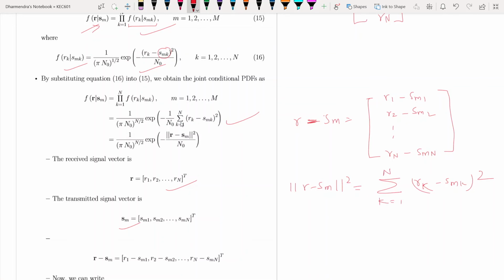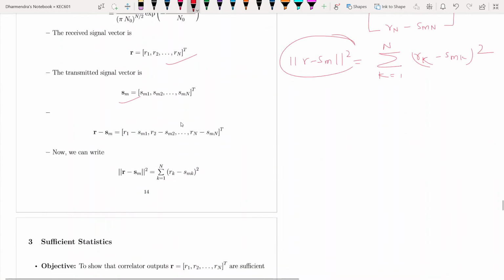So after simplification, I can write it like this. This summation can be equivalent to this. So this is the joint PDF of a random vector R, given the conditional joint PDF of vector R given vector Sm. So we have written it like this.